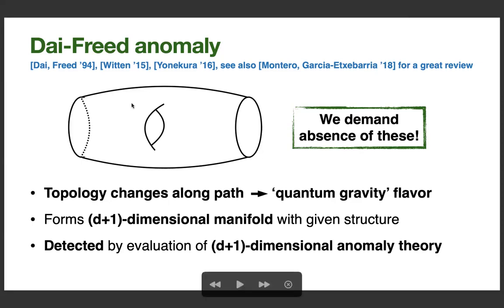And once more, you span naturally a D plus one dimensional manifold, and this can now be a little bit more interesting because it can have more topologically non-trivial features, like these holes in this one-dimensional example. And in the following, we really demand the absence of these types of generalized anomalies that were called Dieffried anomalies, for example, in this paper.